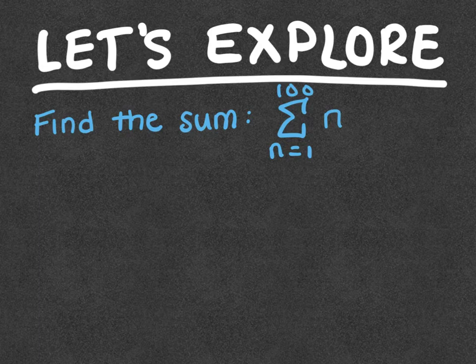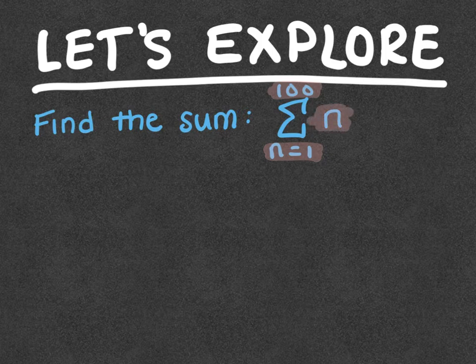Before we get into any formulas, let's just explore a simple series. So in the previous video, we learned how to expand out any series. In this one, we have a starting value of n equals 1, and we're going all the way up until n equals 100, and the equation we're using is just n.